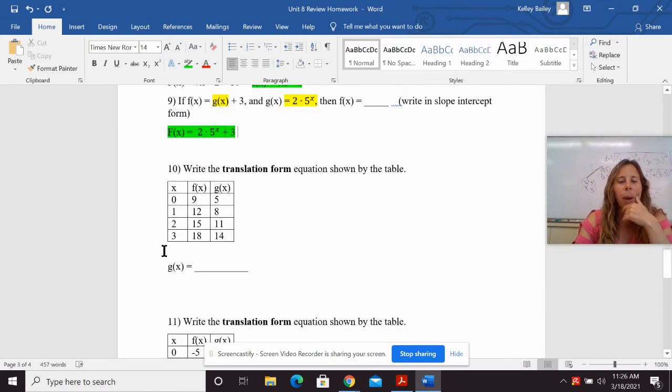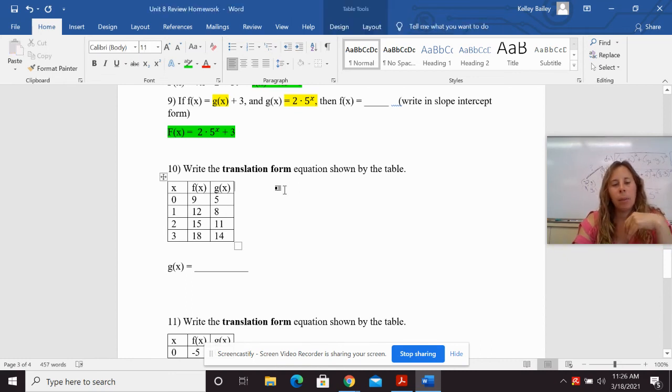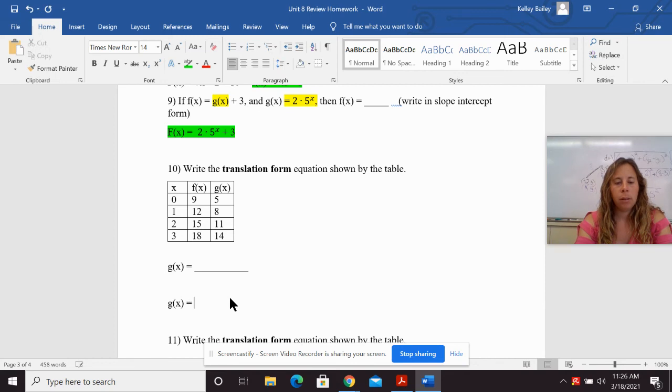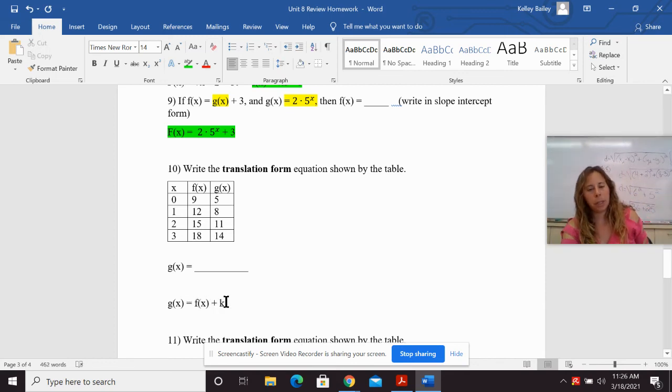Number 10. Write the translation form equation shown by the table. Okay, remember that translation form. I'll just write down here, where K is your vertical translation. Okay, well, what's happening? My x values don't matter right now. We're just looking at from f of x to g of x. How much am I shifting?